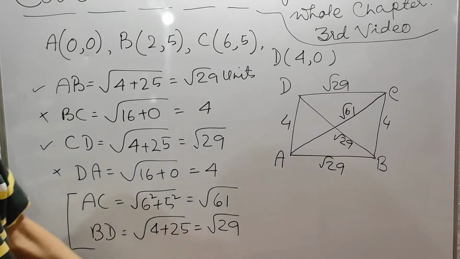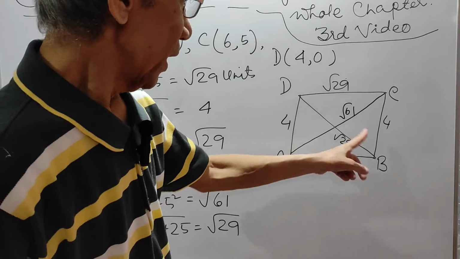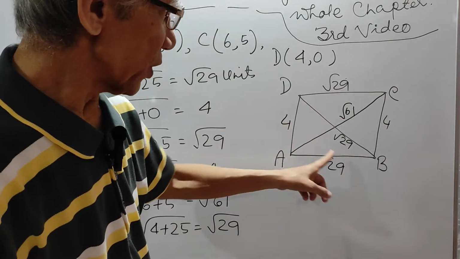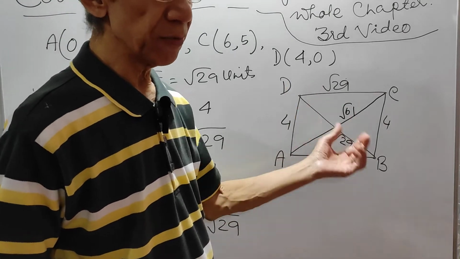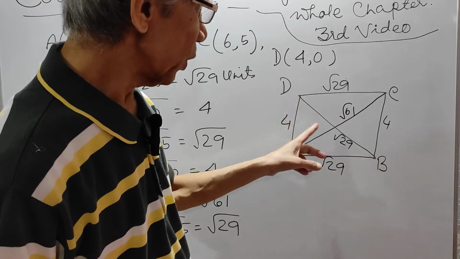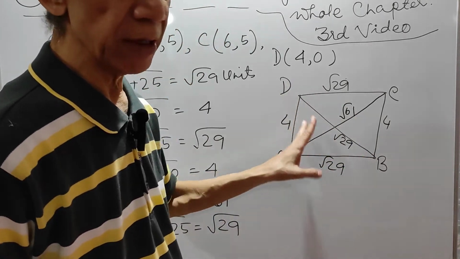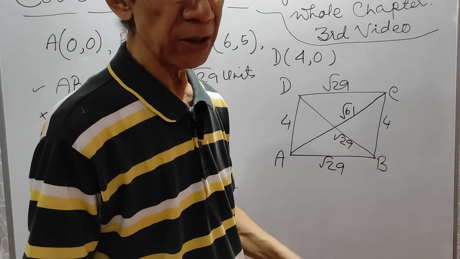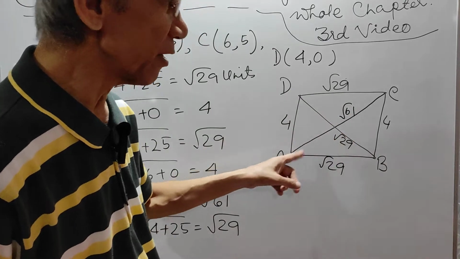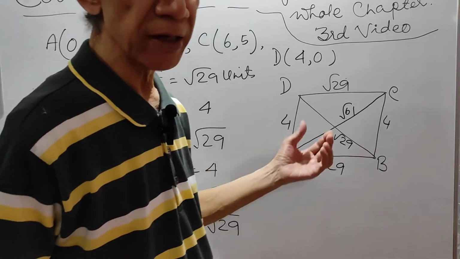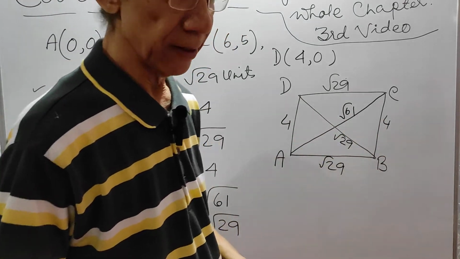Yes. So you see, we have shown opposite sides equal and diagonals are not equal. So as I told you, it should be enough to show that opposite sides are equal, then you can call it a parallelogram. But to be more than sure, you also show that diagonals are not equal, because if diagonals happen to be equal, then it is a rectangle. All right.